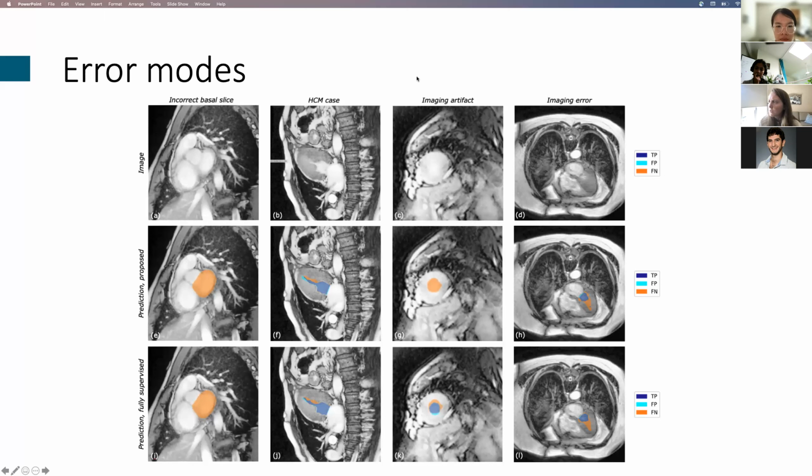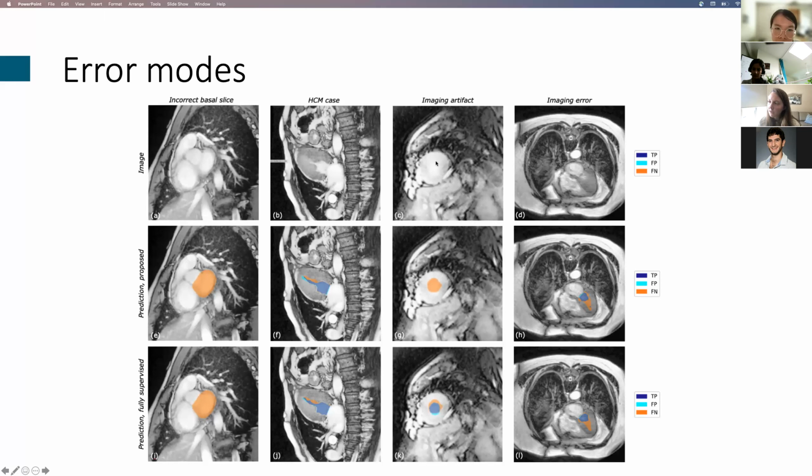Other common error modes while I'm on this slide. None of these are surprises. Sometimes the images have artifacts in them, or some type of imaging error. So in this case, I think the patient has some sort of device implanted or something.